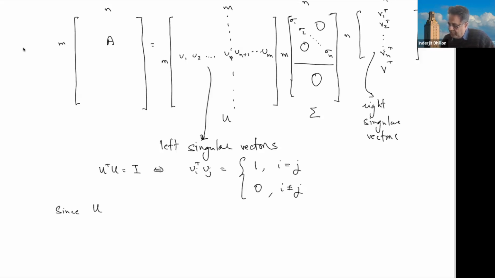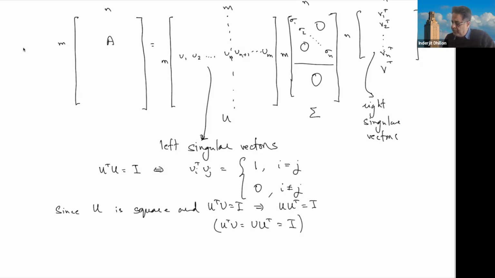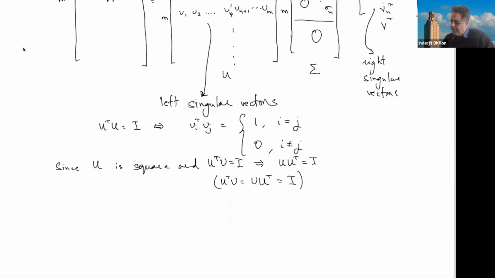Since U is square and U transpose U equals I, this implies that U transpose equals U inverse. So what you have is U U transpose equals I. And note this is only because U is square, okay? And we'll come to situations where we might actually encounter orthogonal matrices that are not square, okay?